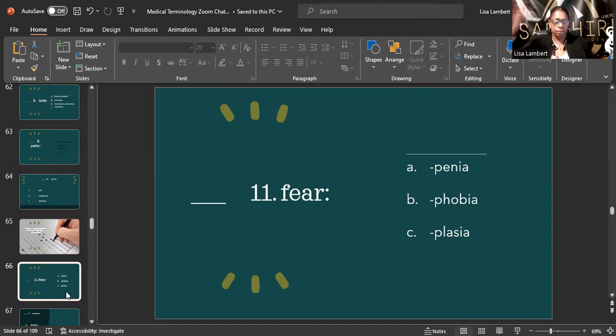We know it's a suffix because it's got that dash in front of it, right? Good, phobia. See, that's what I'm saying.